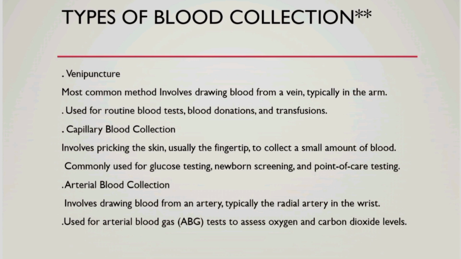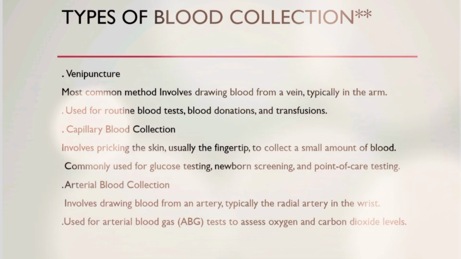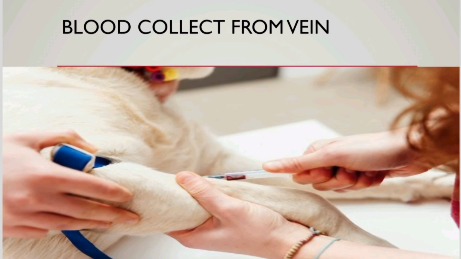And the third one is arterial blood collection. Arterial blood collection means collecting the blood from the artery. Why do we collect the blood from the artery? To assess the oxygen and carbon dioxide levels in the blood. And here, in another picture, we can visualize how we are taking blood from pets.